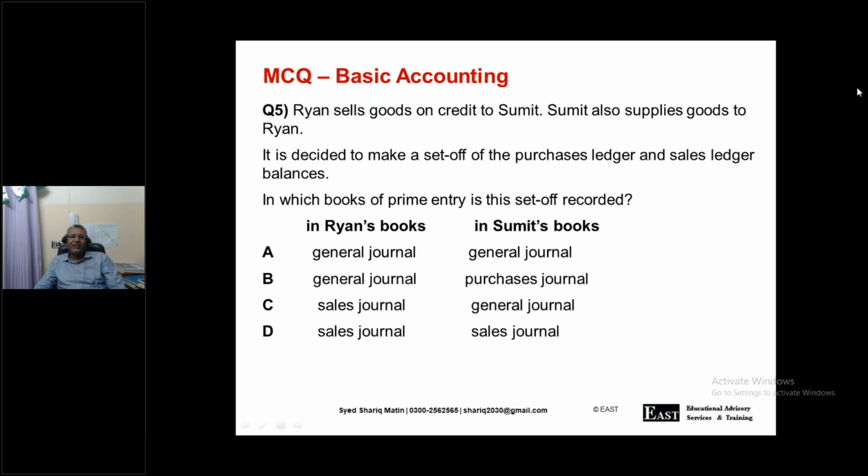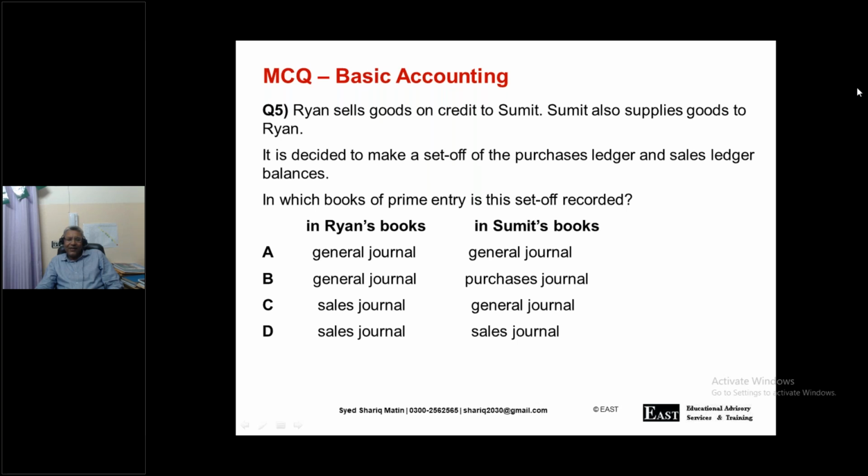Could you please explain? Right, and start with B, C, and D. Discuss the other options first. You will come back to A later. So basically, sir, in this question, Ryan sells goods on credit to Sumit, and Sumit also supplies goods to Ryan. So we are making a contra entry here, correct?